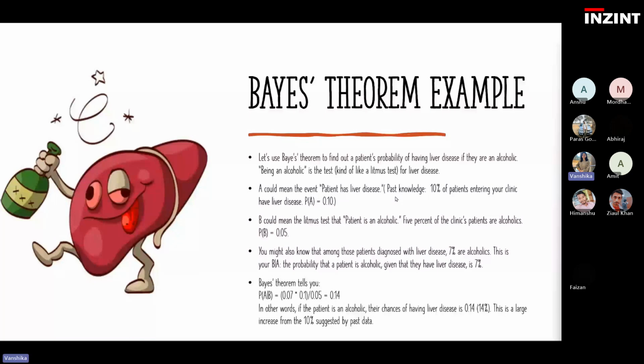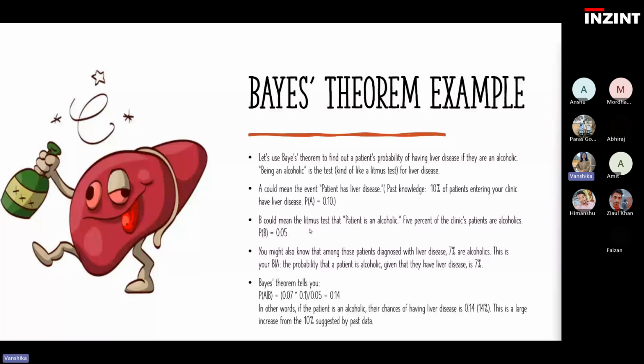Okay. Now what is event B here? B is the litmus test. This is the past knowledge. It is the event that the patient is an alcoholic. Let's say I have data and I get to know that 5% of people are alcoholic here. Individual data I am talking about right now. That was for liver disease, this is for alcoholics. So there is a chance of 0.05 of anyone being alcoholic.